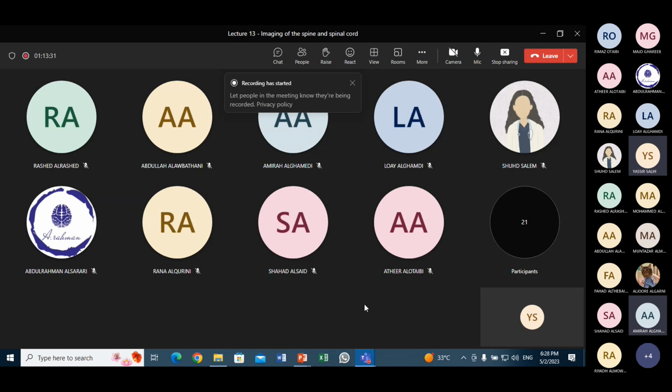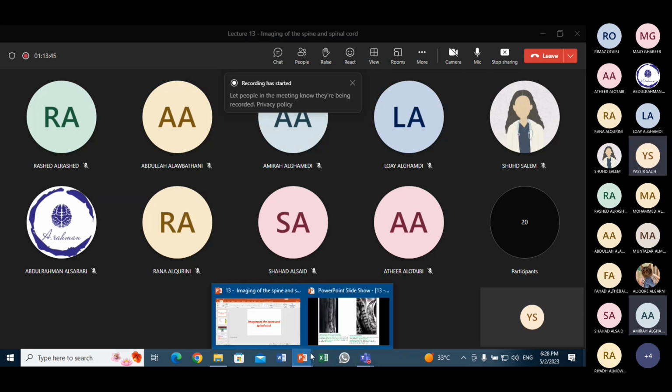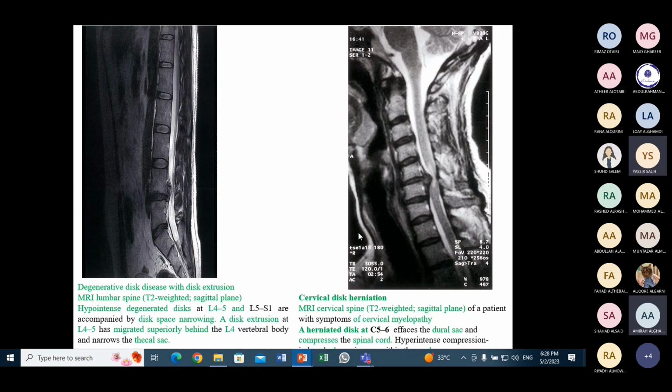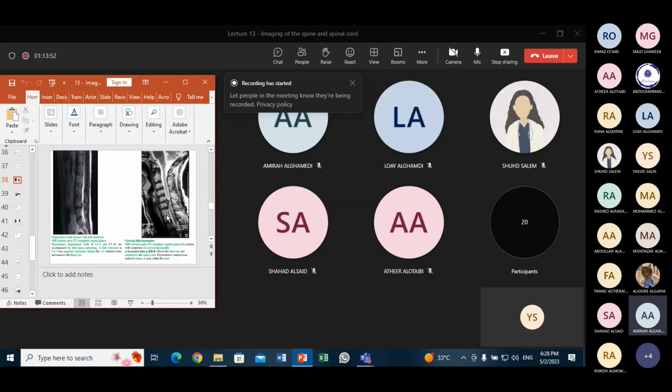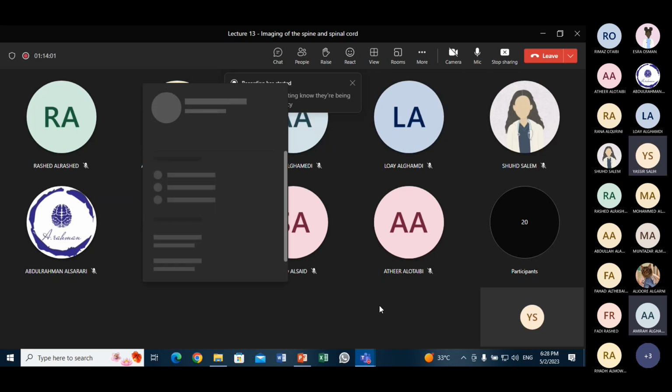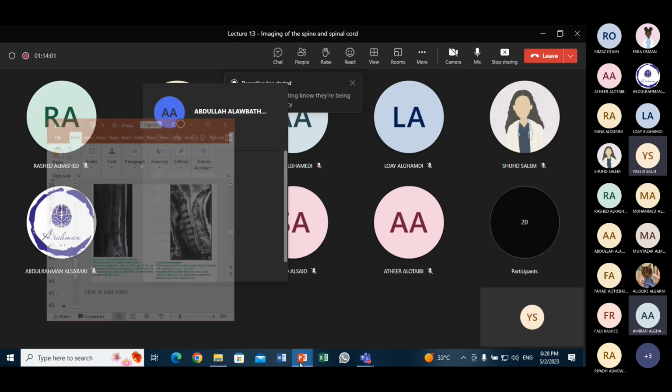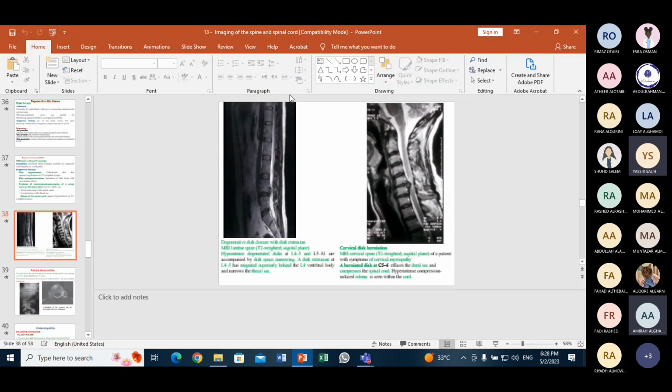How does this disc space appear? How does the disc appear again? It must appear hyperintense, but here it's hypointense. Yes, it is hypointense, so we call it dehydrated.